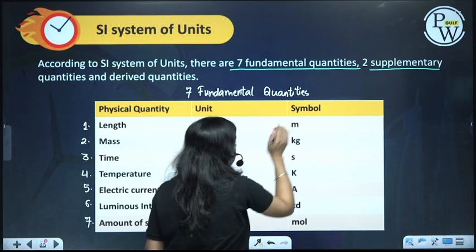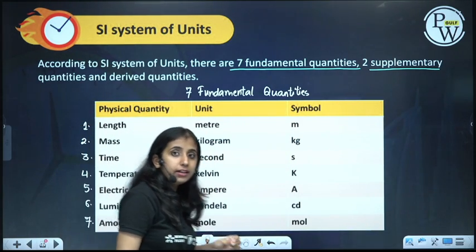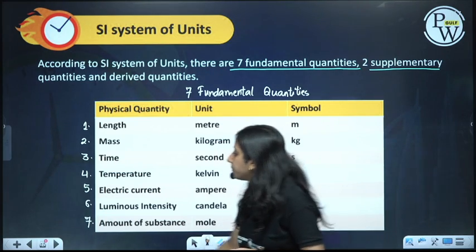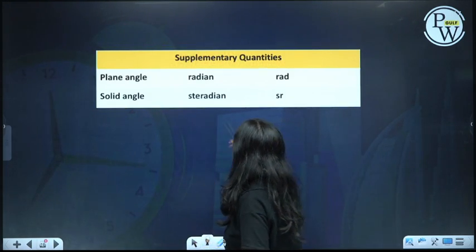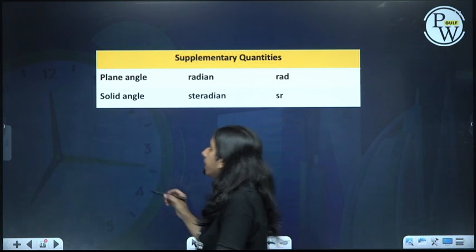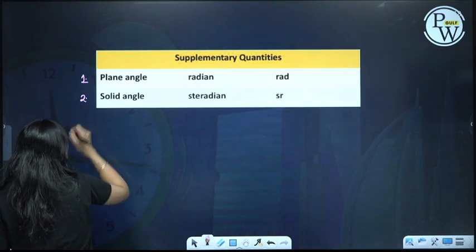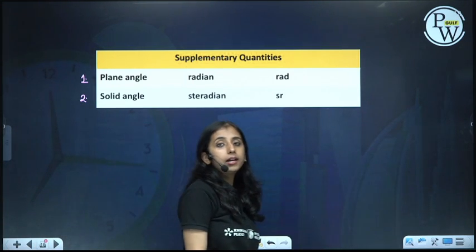So the SI system is the internationally acceptable system, most widely used these days. Now let us study the supplementary quantities. So what are supplementary quantities? There are two supplementary quantities: plane angle and solid angle.